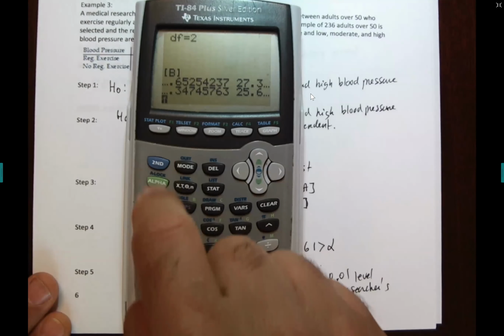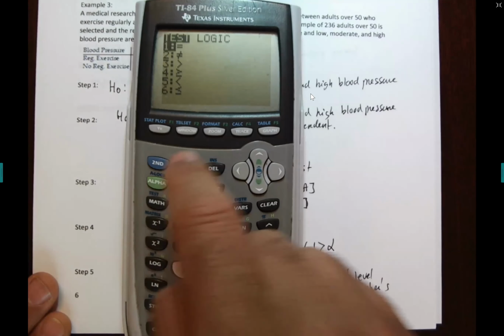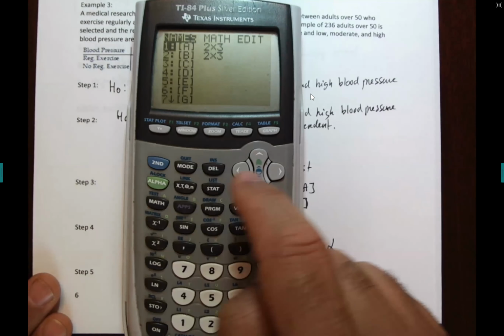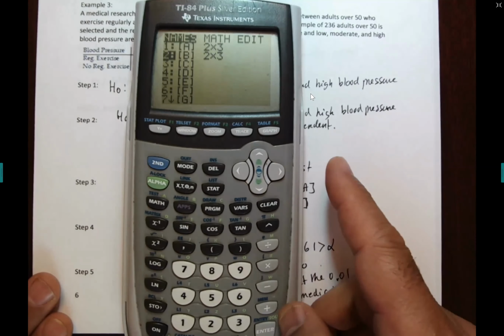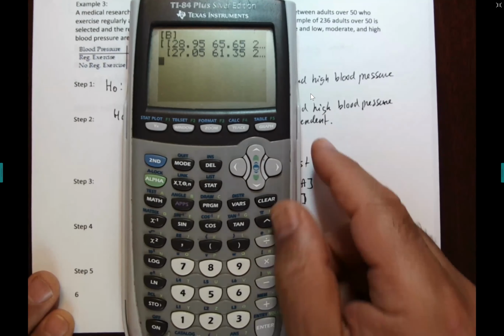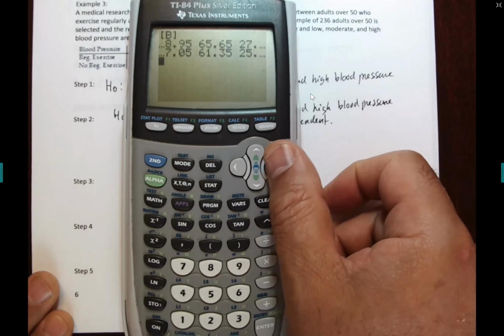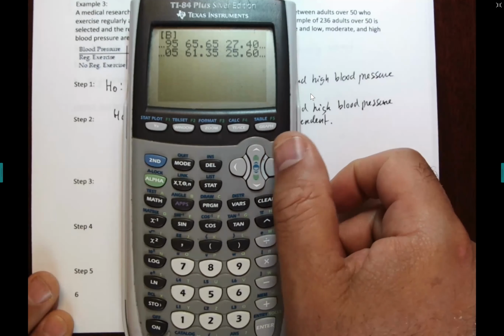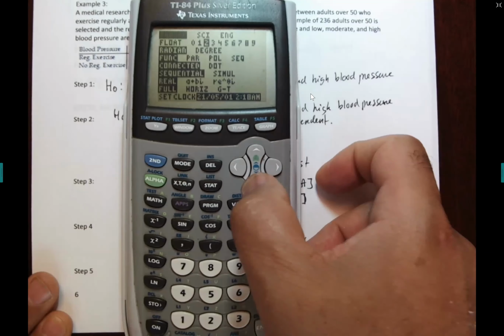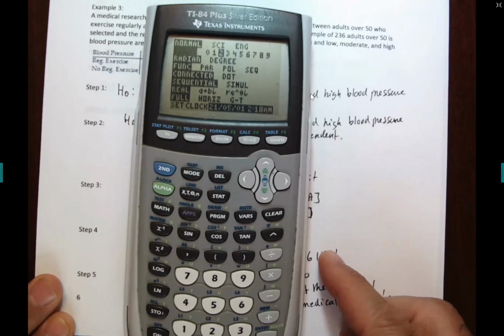Go to second and matrix one more time. Oh, oops, I'm not there. Second and matrix, where is it? Right here. Go to B, and watch what's gonna happen now. You're gonna get only 2 decimals. It's gonna be nice. See? But don't forget to change it back to float. So go to mode and just change it back to float.